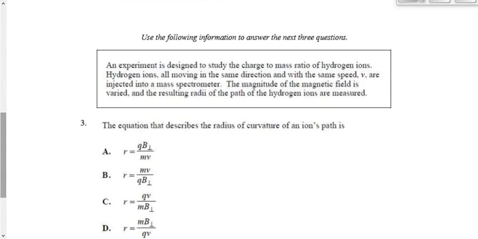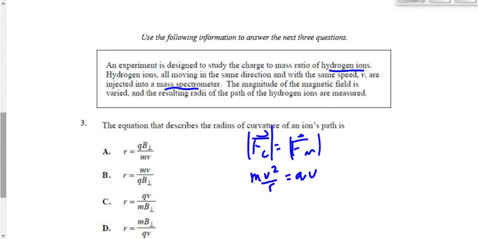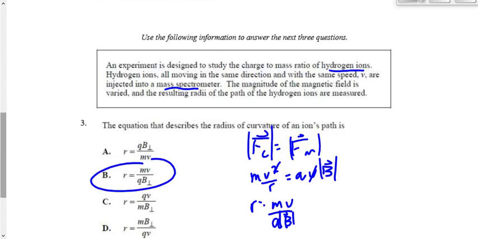An experiment is designed to study the charge-to-mass ratio of hydrogen ions. This isn't really a cathode ray tube, right, if we're dealing with hydrogen ions, because hydrogen ions are not just individual electrons. They're all moving in the same direction, the same speed. Mass spectrometer, which is essentially the same thing as a cathode ray tube, except it uses ions instead of electrons. What's the radius? Well, this would be FC equals FM, right? We'd rearrange it. We'd sub in mv squared over r equals qvb, and then we'd rearrange it to solve for r, and I get mv over qb, and my answer is B.